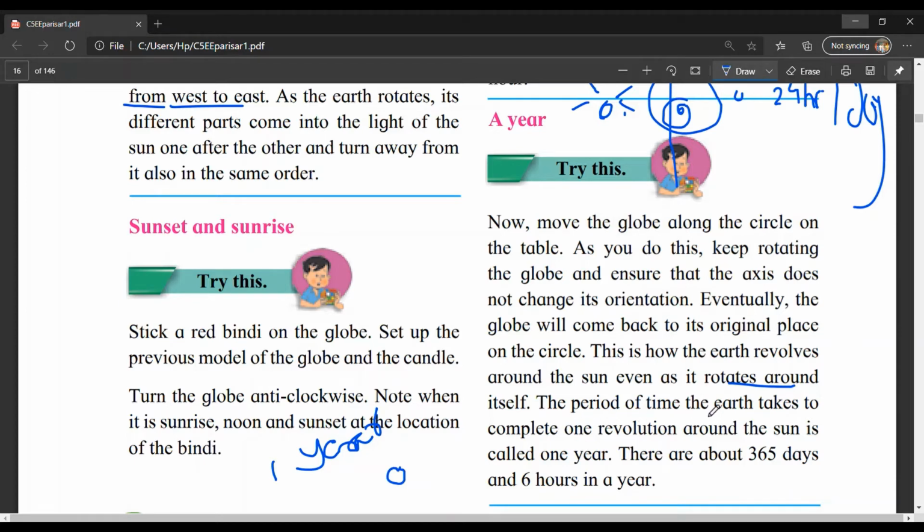The period of time the Earth takes to complete one revolution around the Sun is called 1 year. Just mark down the definition. Please take a pencil and sit while watching the video so that it will be easy for you to mark down all the important definitions. There are about 365 days and 6 hours in a year. In 1 year, there are 365 days and 6 hours. Keep this in mind. You can mark this down if you want.